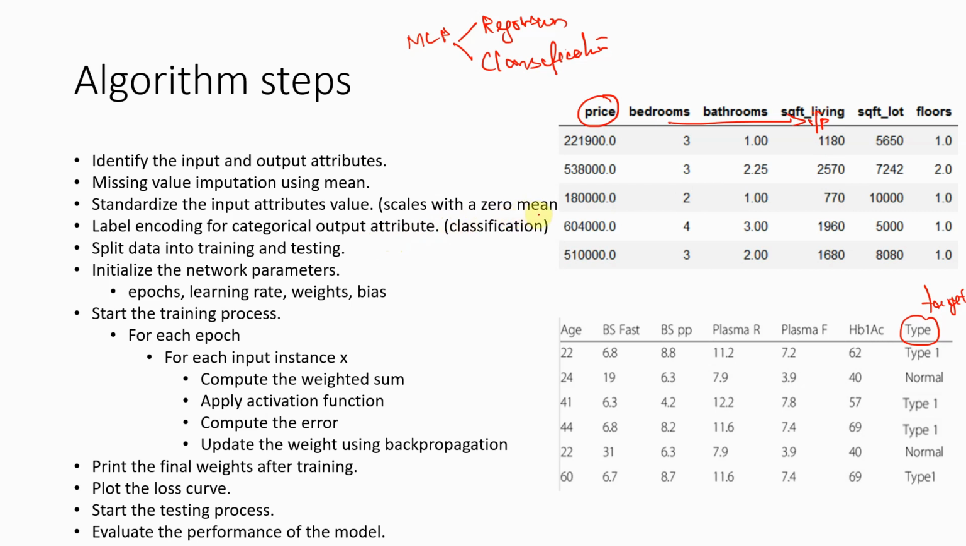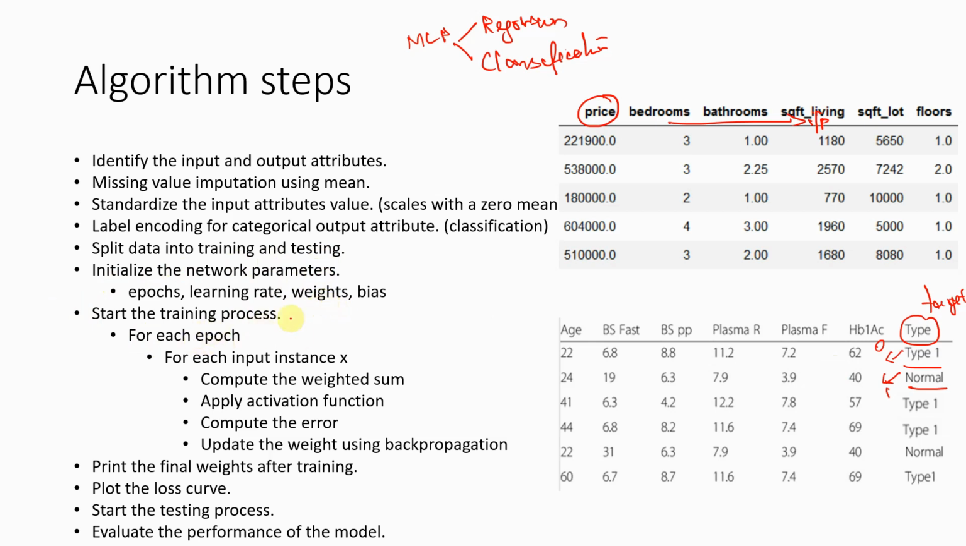If your data has any categorical variable, it needs to be converted to a numerical variable. So here also in the target, we have the categorical variable. So that will be labeled with 0 or 1 depending on the class label. Then we have to split our data into training and testing. And to start the training phase, we need to initialize our network parameters like the number of epochs, learning rate, the initial weights and the initial bias value.